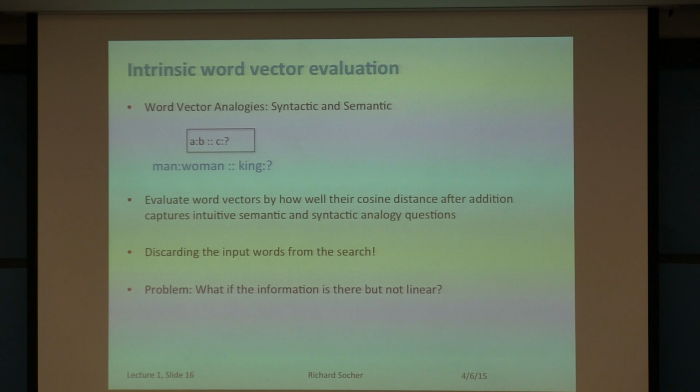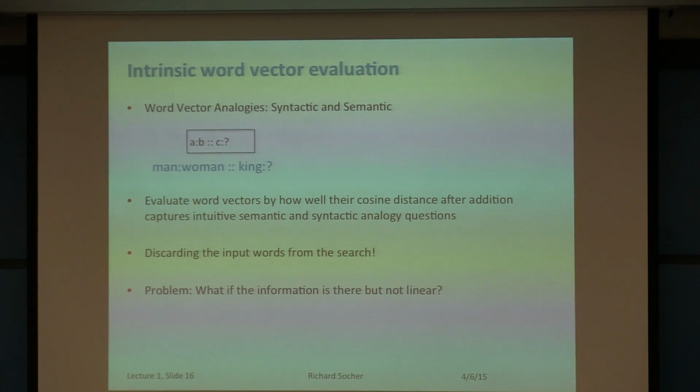And one interesting side note here is that all the people who run these experiments actually discard the input words. So if you take man to woman is like king to, you don't allow the model to also give king as an answer. And this actually makes it slightly less exciting because oftentimes, if you let that happen, it might just say king instead of queen, for instance. So that is one important side note.